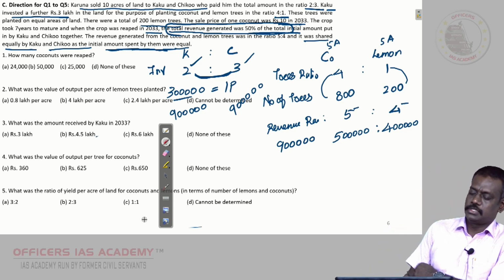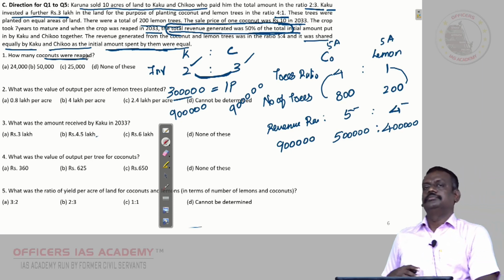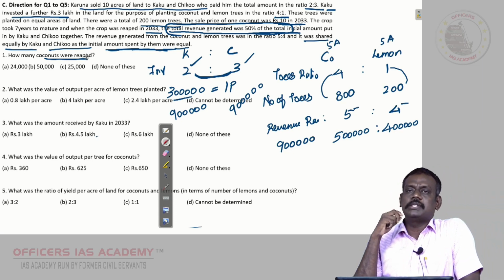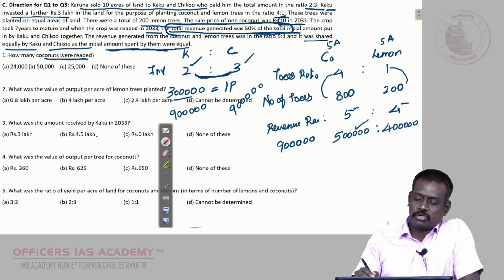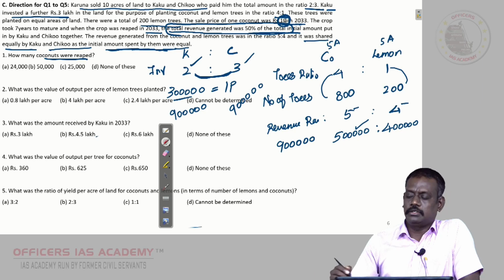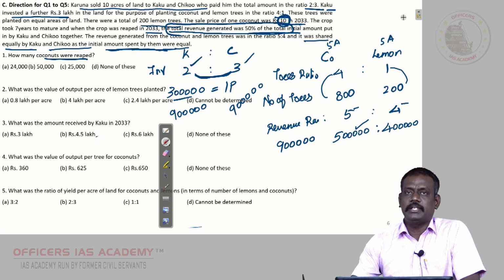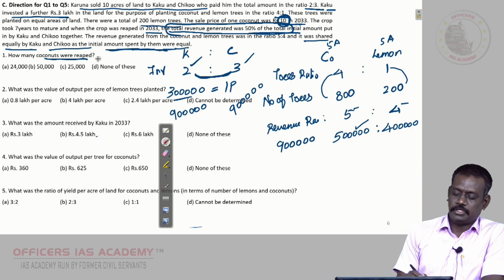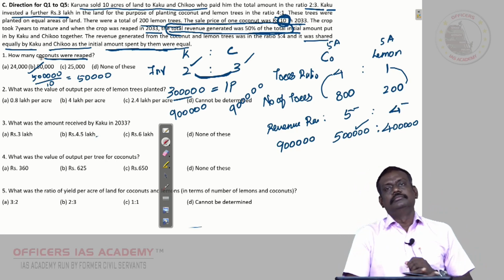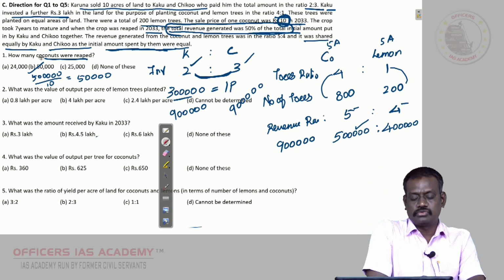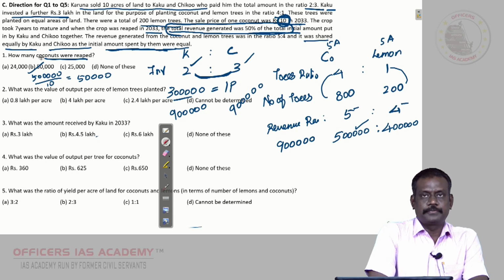The first question is, how many coconuts were reaped? By selling the coconuts, they have got a sum of 5 lakh rupees, and we know that a coconut has been sold for 10 rupees. One coconut is 10 rupees, so the number of coconuts will be 500,000 divided by 10, which gives you 50,000. So 50,000 coconuts were reaped. Understood, children?